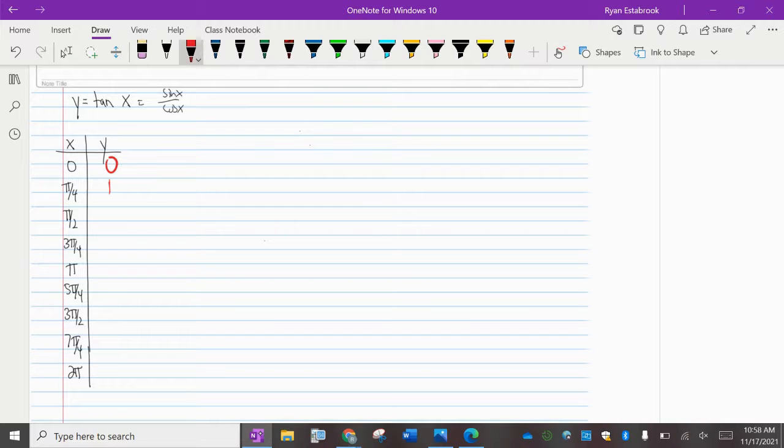Pi over 2: the tangent of pi over 2 is the sine over the cosine. So the sine of pi over 2, we're talking about this angle going straight up and down. Sine of pi over 2 is 1, divided by the cosine of pi over 2. That's 0 because it's not side to side at all. 1 divided by 0 is undefined.